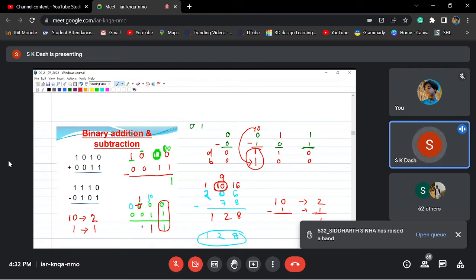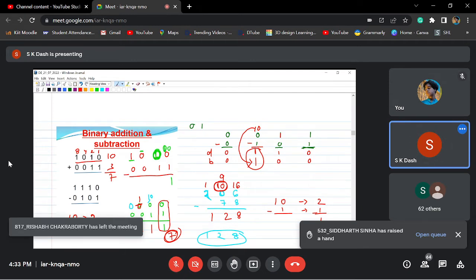1 minus 0, this is 1. 0 minus 0, this is 0. So how much is the result? 7. Let us verify we got the same result or not. 1 0 1 0. What is 1 0 1 0's decimal equivalent? This is 1, 2, 4, 8. So how much will be 1 0 1 0? 10. And 0 0 1 1 is 3. 10 minus 3 is 7. We got exactly the same result.